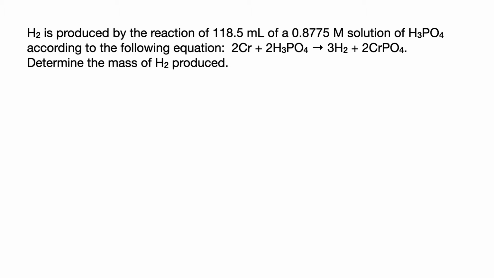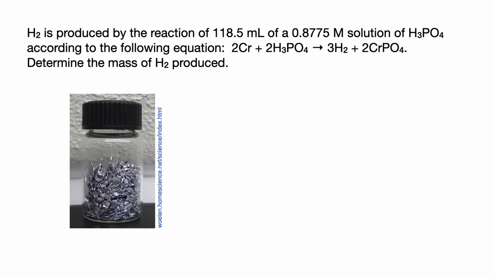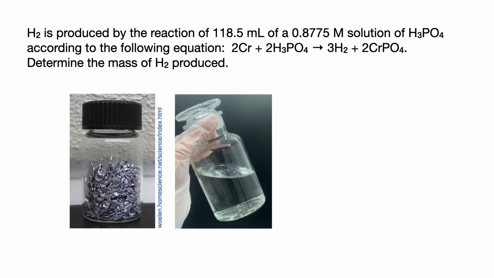hydrogen that is produced. So what's happening in this reaction is solid chromium, which is a metal, is basically dropped into a solution of phosphoric acid, H3PO4, and when this occurs, the chromium metal dissolves in the phosphoric acid, forming a solution of chromium phosphate, and in the process, bubbles of hydrogen gas are produced. And so we're interested in knowing if we're starting with a certain amount of phosphoric acid solution, how much hydrogen gas we're getting out of it.